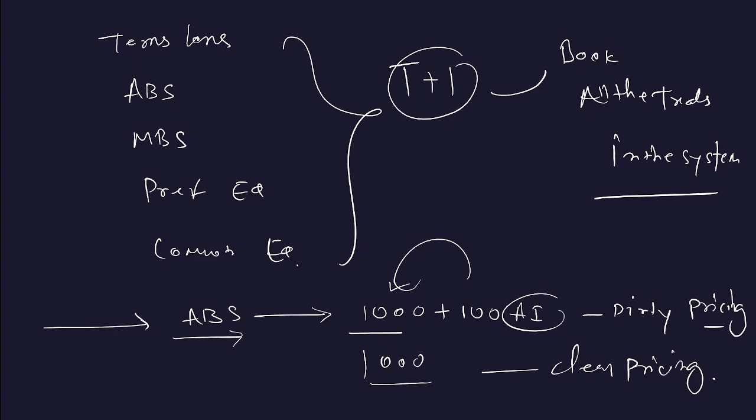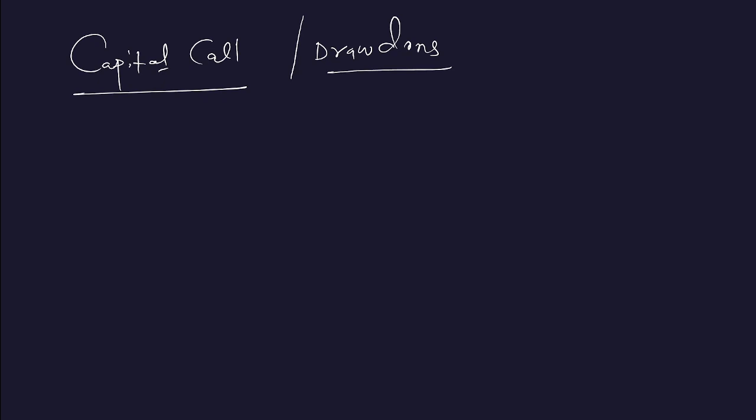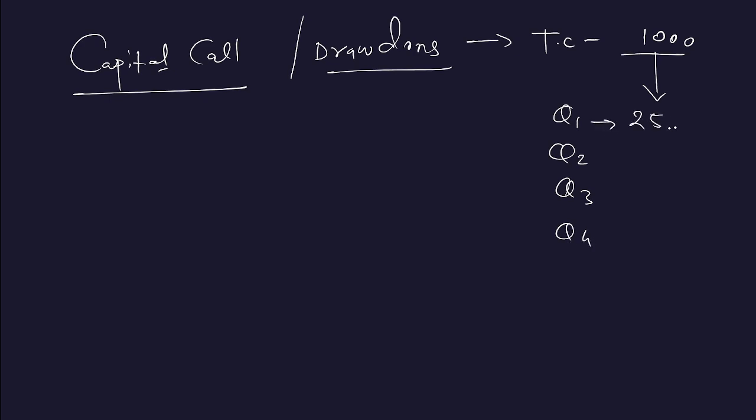So what about capital call and drawdown? Capital call: when the fund requires capital amount, it will ask the investors to deposit money into the fund, as and when required. Total commitment, let's say 1000, and it was agreed that the investors will pay the total commitment in different stages. Let's say quarter 1, quarter 2, quarter 3, quarter 4: 250, 250, maybe 400, maybe the rest 100. If you receive this portion, you can call it a capital call or drawdown.